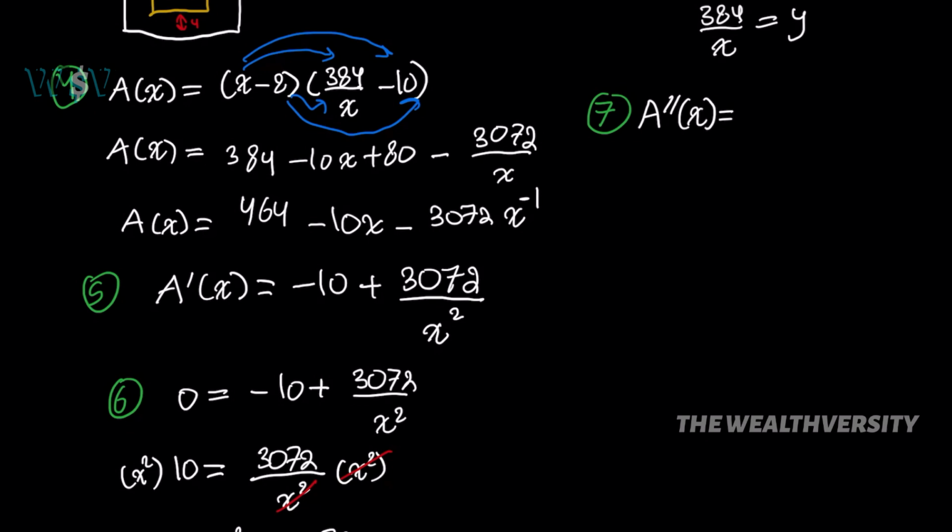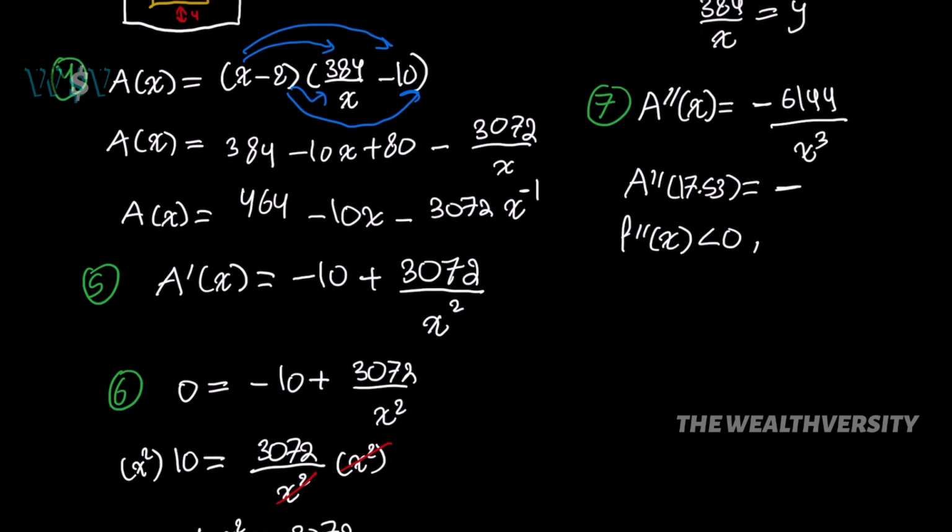So our second derivative is minus 6,144 divided by x cubed. When we sub in 17.53, our answer will be negative, and when the second derivative test is negative, it means the function at that point is concave down and a maximum occurs, so our answers are correct.